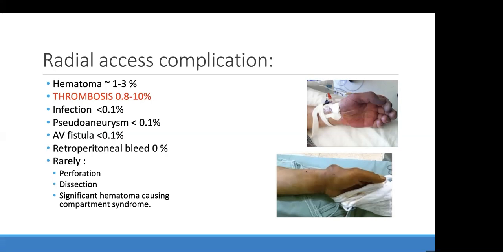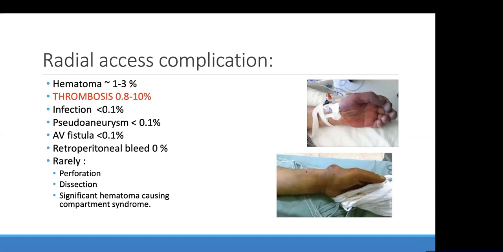However, if the neck is more than 3 millimeters, an injection of thrombin can be done with ultrasound guidance. I did a couple, but I think interventional radiologists can help us with this if it happens. AV fistula can rarely happen in the radial artery, and is more common in the femoral. Retroperitoneal bleed, 0%. However, this is only related to the radial artery.